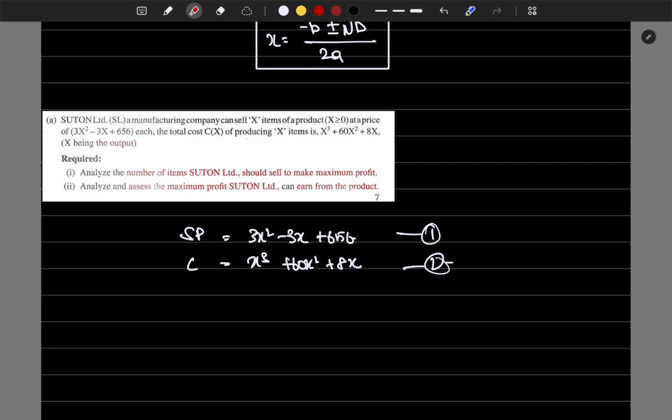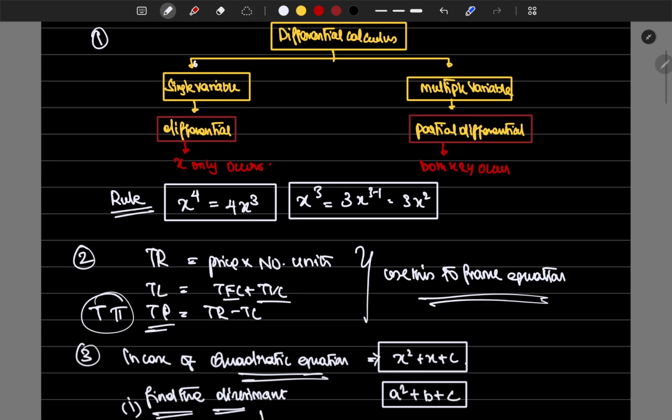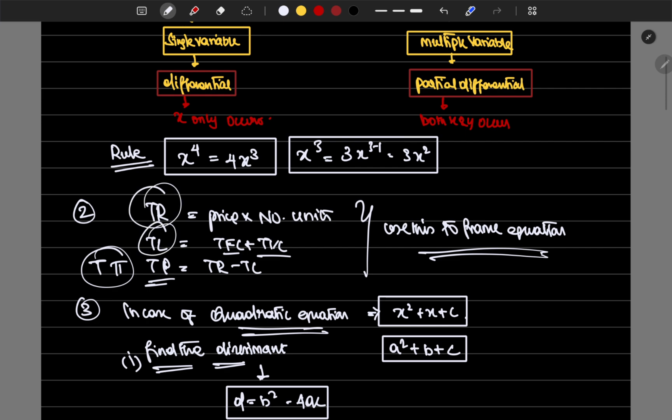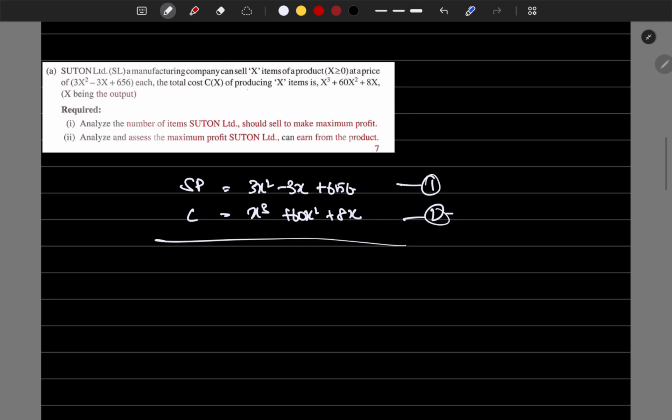So let's solve the equation. We got the two equations. When you get total revenue, total cost, or total profit, any kind of information, you frame the equation. Here, sale price minus cost gives us the total profit. What they have asked is also total profit only, so we'll frame the equation for total profit.